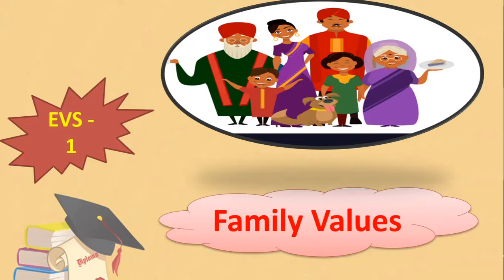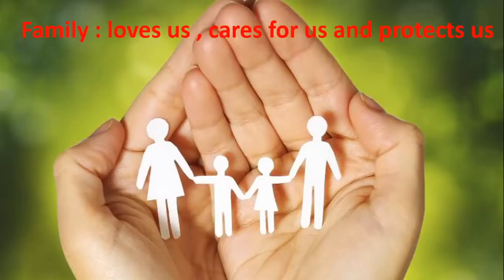In a family, you can see many people, for example, your grandmother and grandfather. There are so many people in the family. And what does the family do? Our family loves us, they care for us, and they protect us. So, whoever is there in the family, they love us, care for us, and protect us. We are safe. See how this person has held the family in his hand very safely. Whenever we are with our family, we feel very, very safe, isn't it?